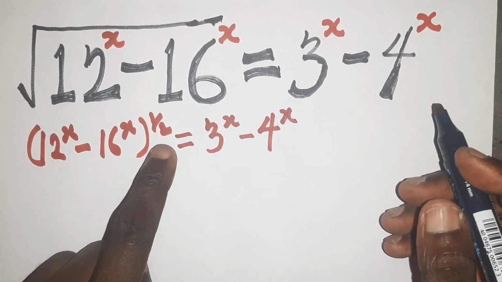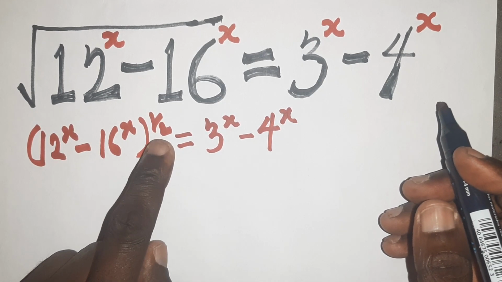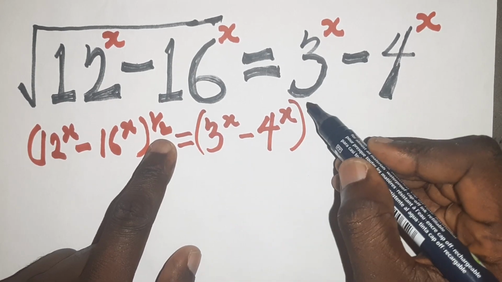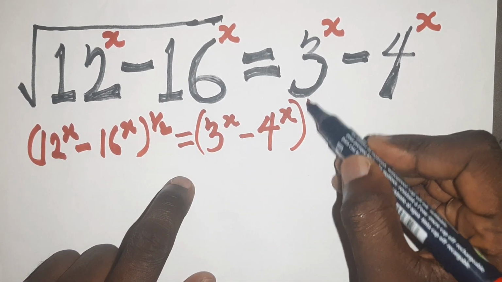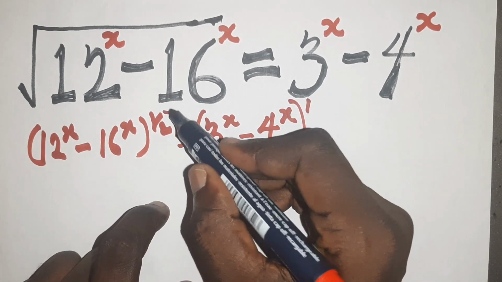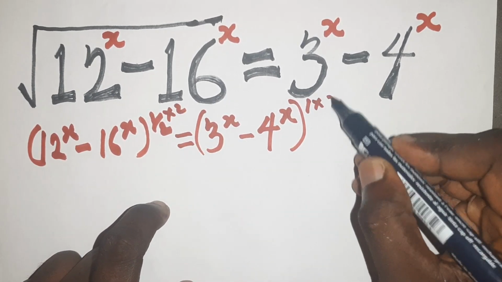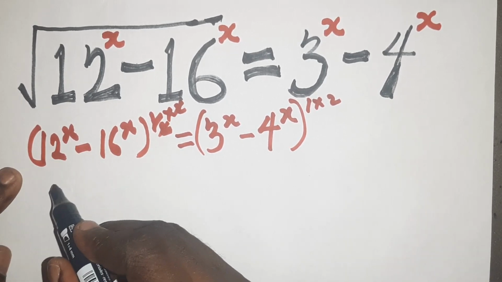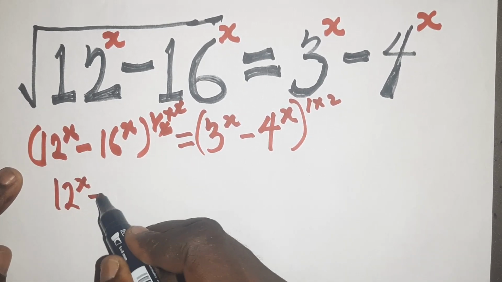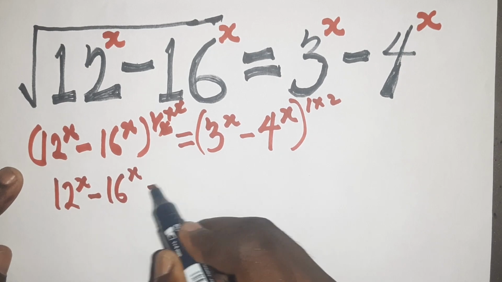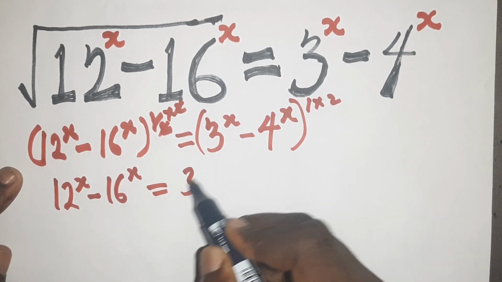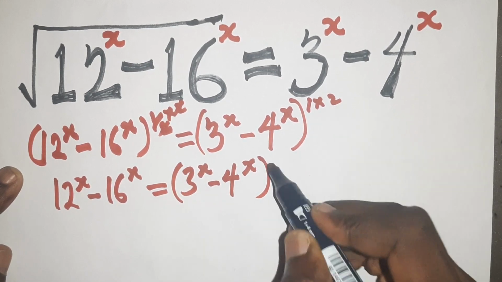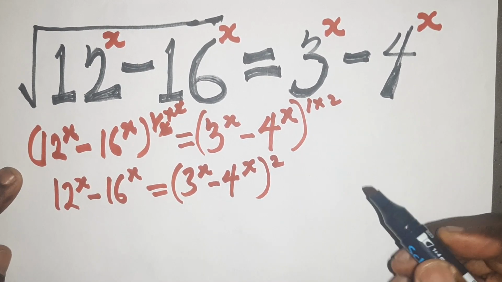And we can eliminate the power 1 over 2 here by multiplying it with 2 and also multiplying the power on the right-hand side by 2. The power on the right-hand side is 1. So we're going to multiply here by 2 and also multiply here by 2. So this cancels out the 2, and then we just have only 12 raised to power x minus 16 raised to power x equal to 3 raised to power x minus 4 raised to power x, all raised to power 2, because 1 times 2 is 2.